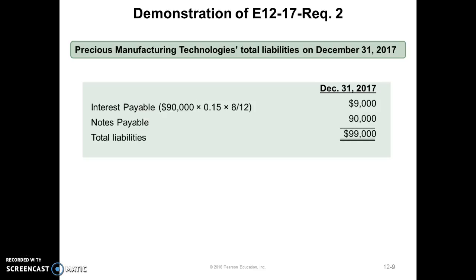And here is just a listing of your liabilities. We know the interest payable that we figured out on the previous slide, the 9,000, and then the notes payable of 90,000. So we have total liabilities of 99,000.